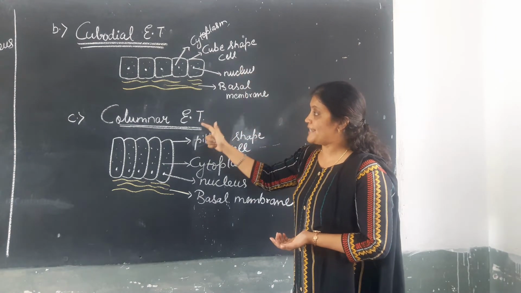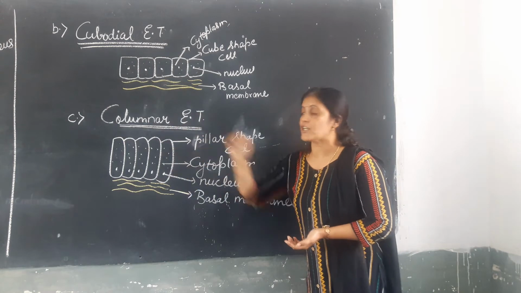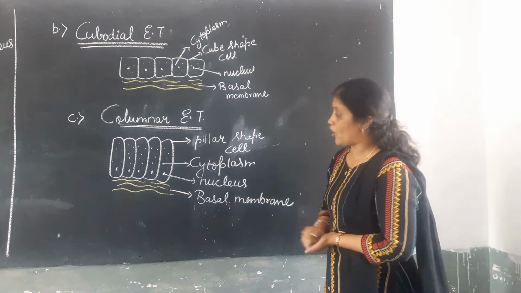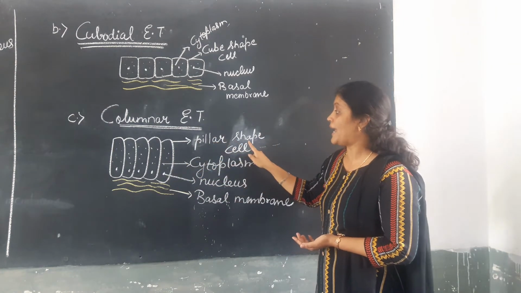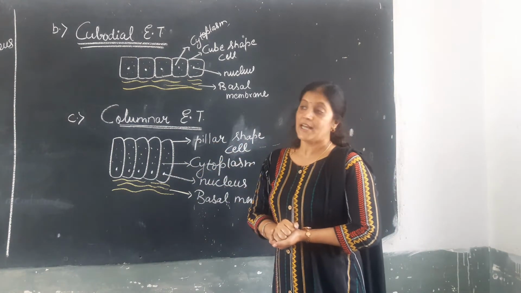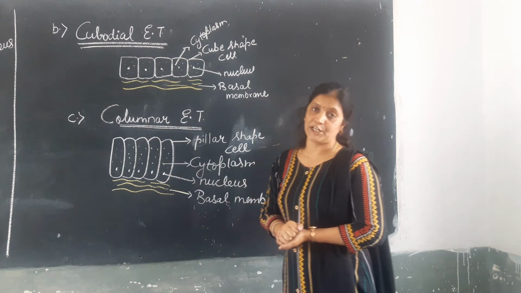Now come to the next, columnar epithelial tissue. In the same way, why is it known as columnar epithelial tissue? Because the cells are column in shape. That means pillar-like shaped cells are present. That's why these epithelial tissues are known as columnar epithelial tissue.